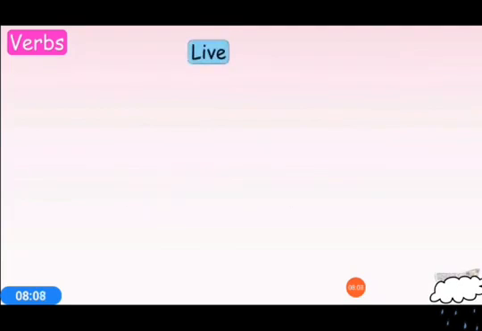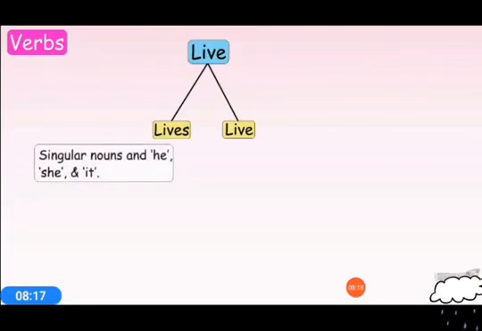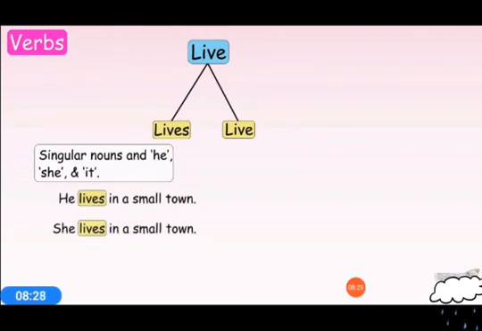Here we have the verb live. It has two forms, live and lives. We will use lives with singular naming words or singular nouns. For example, he lives in a small town. She lives in a small town. Joy lives in a beautiful city. Now let's see where we will use live.